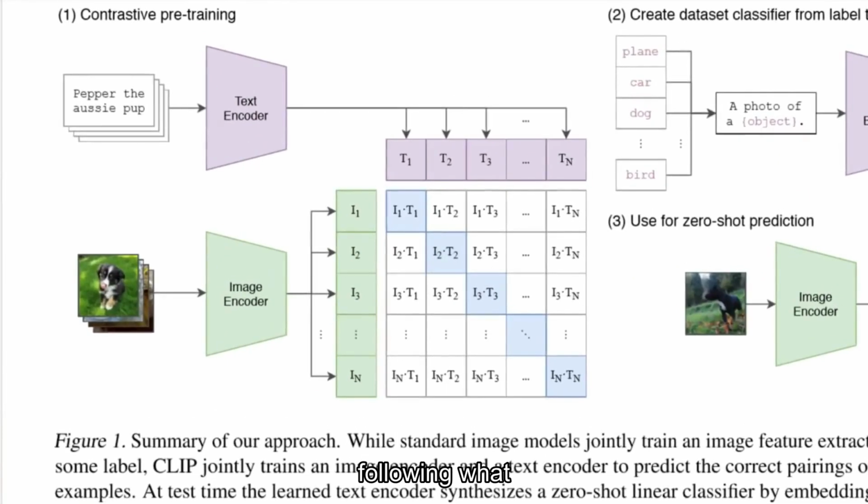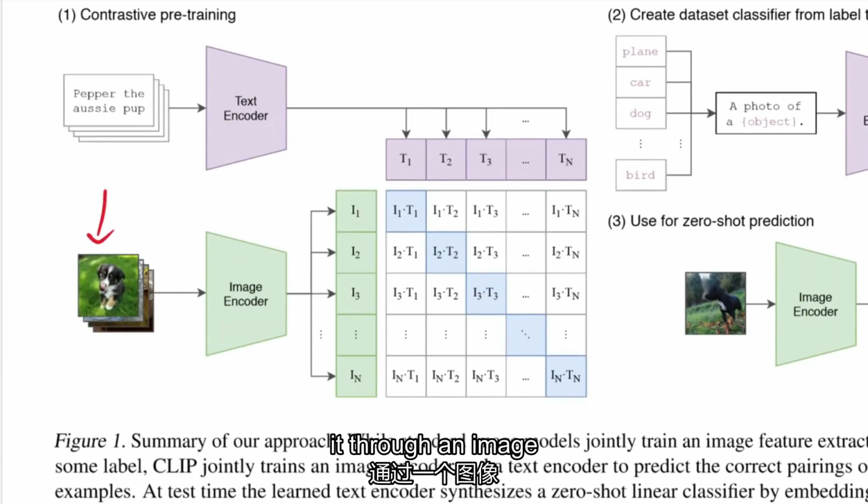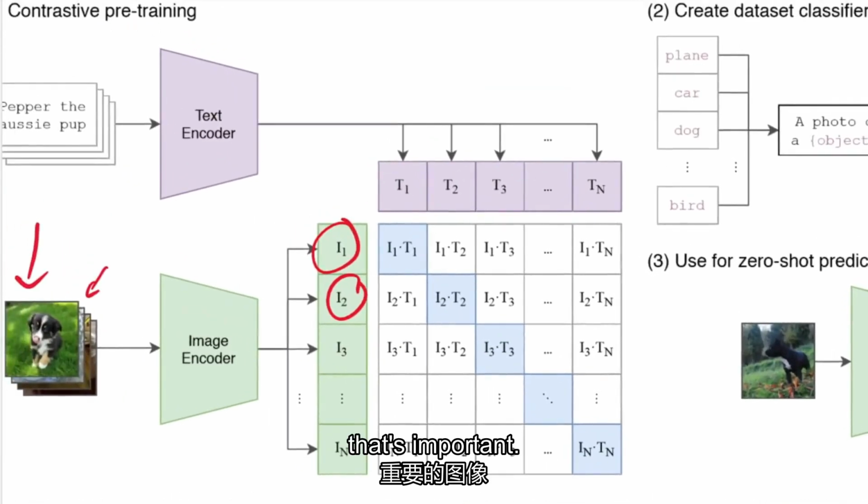CLIP does the following. We take the image right here and pass it through an image encoder, and that gives us an image representation, so a vector in some latent space. So this is image 1, and then image 2 right here would be image 2 here. Okay, so we have a mini batch of images, and that's important.